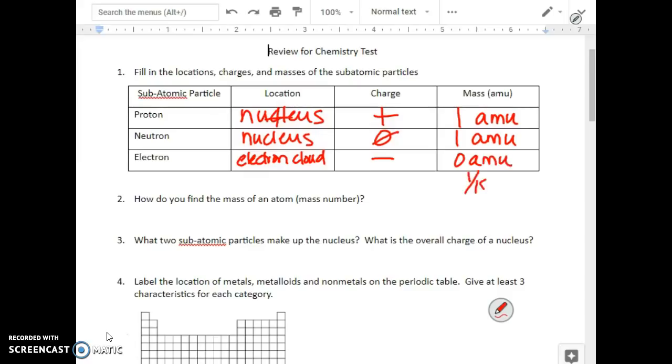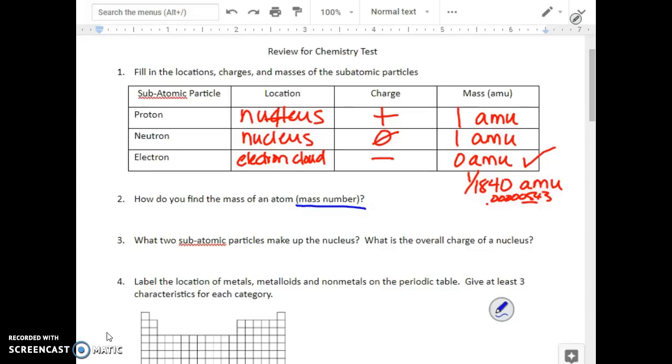It truly is this. So you might see this another time, but this is so small, it's like 0.000053, that it's so small that they just say it is 0. Number 2 says, how do you find the mass of an atom? That is the mass number.